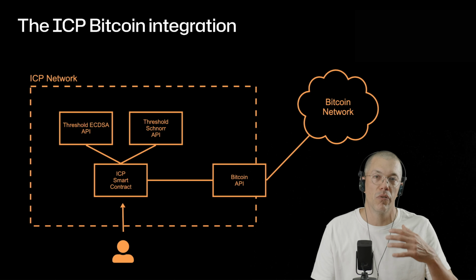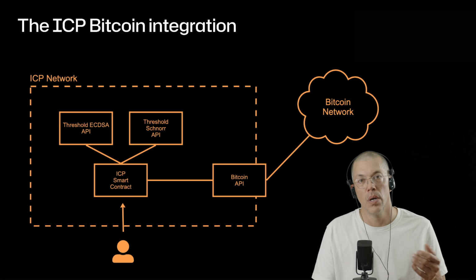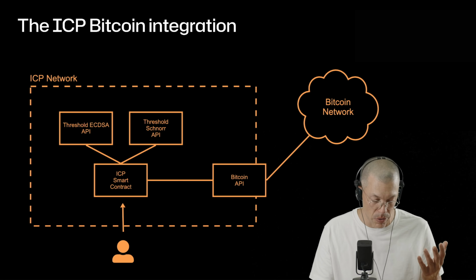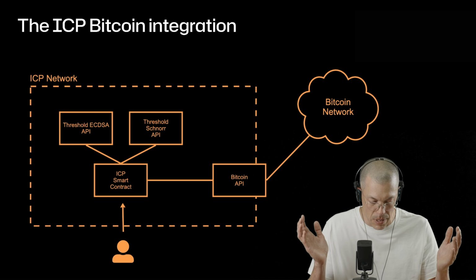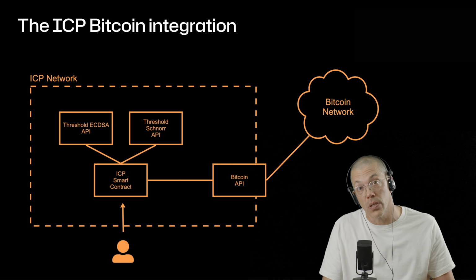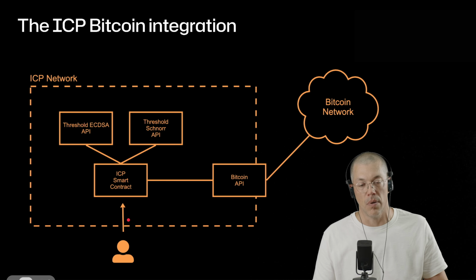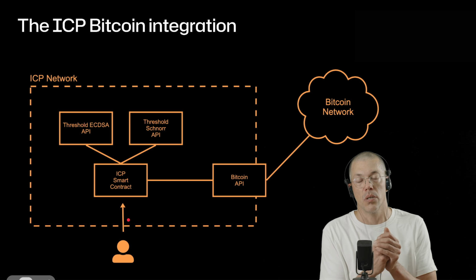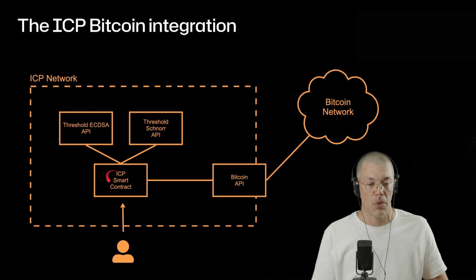They don't make the full blocks available, but they make the full UTXO set available. So a smart contract on ICP can always have up-to-date information as to the amount of Bitcoin held by a certain address, for instance. And what the Bitcoin API also does is that it routes signed payloads from the ICP onto the Bitcoin network. So the flow is, if you want to create a Bitcoin transaction on ICP, the flow is like this. The user interacts with the smart contract.